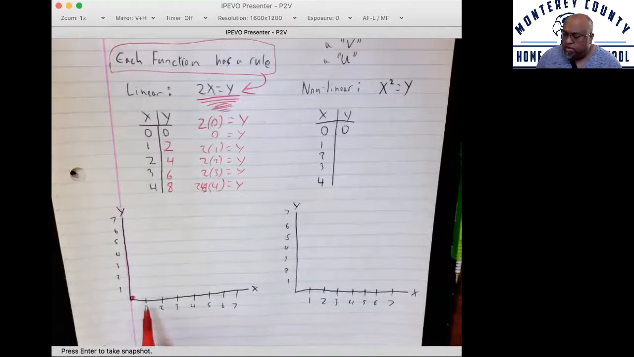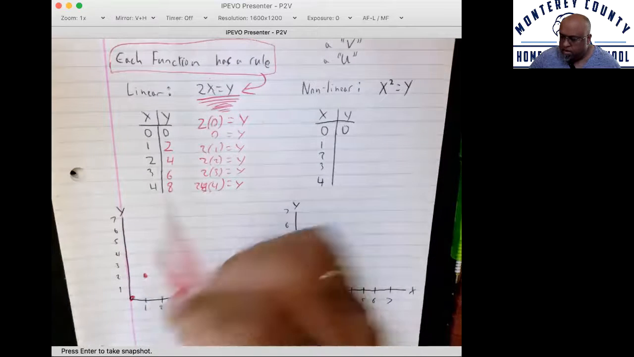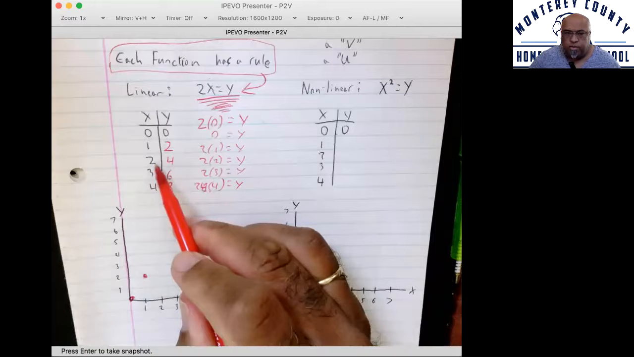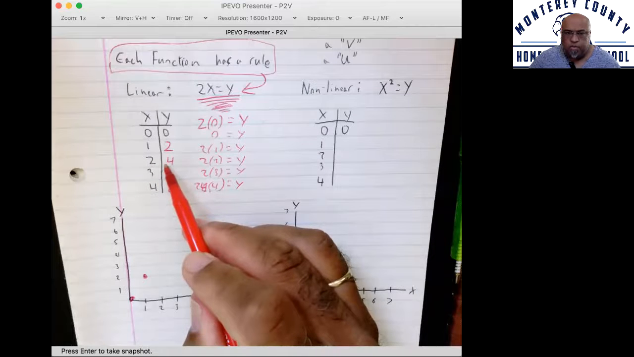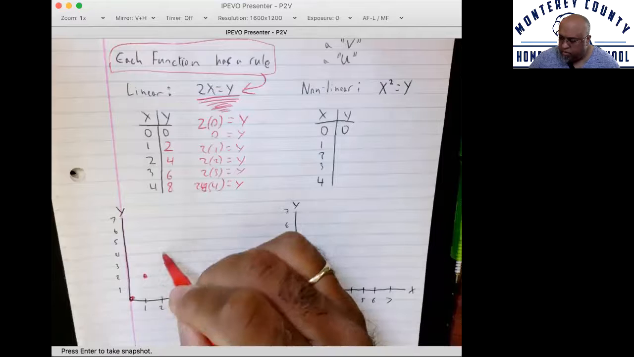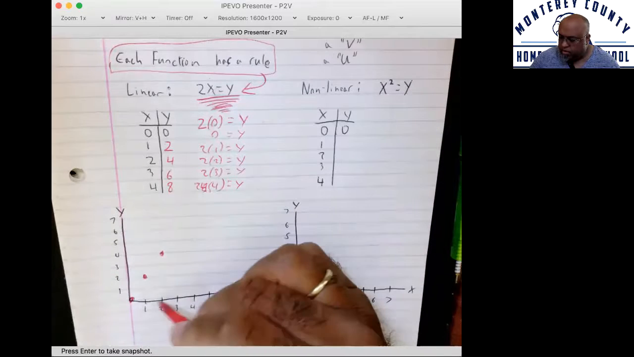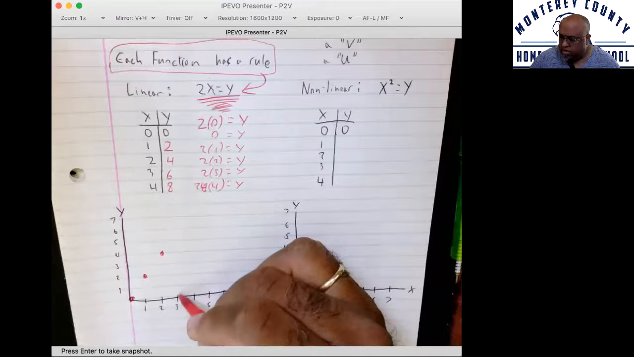So if the x value is 1, then I go over to the right 1. The y value is 2, then I go up 2. If the x value is 2, then I go over 2 and up 4. So over 2, up 4. If the x value is 3, I go over 3 and up 6.